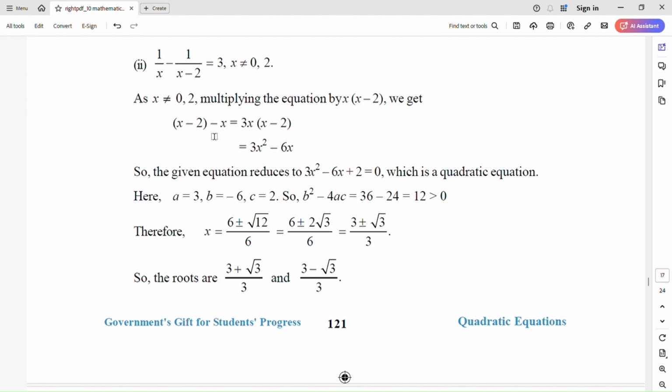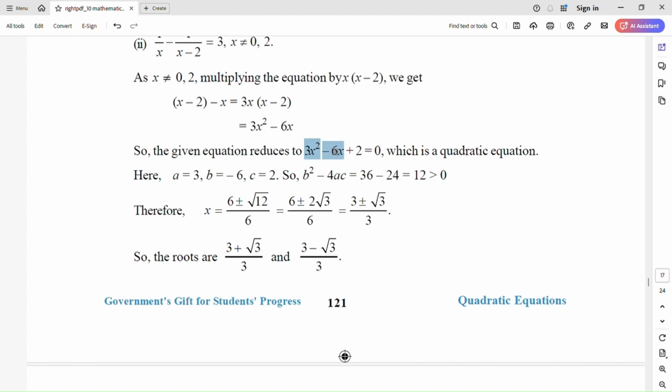What you will get is x minus 2 minus x equal to 3x into x minus 2. That is, finally, this is the equation you will get: 3x square minus 6x plus 2 equal to 0. This is a quadratic equation. Checking the discriminant b square minus 4ac, which is 12. So it is positive, so a root exists. Therefore, x equal to 6 plus or minus square root of 12 by 6, these are the values basically.